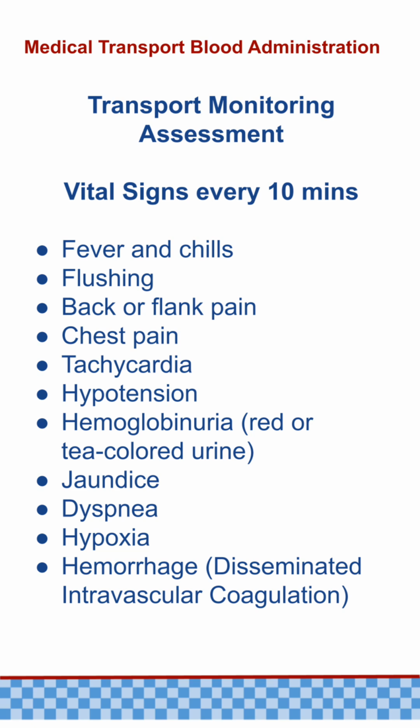The clinical presentation of a hemolytic reaction can vary depending on the type, severity, and speed of onset. Common signs and symptoms include fever and chills, flushing, back or flank pain, chest pain, tachycardia, hypotension, hemoglobinuria, which is a red or tea-colored urine, jaundice, dyspnea, hypoxia, hemorrhage, or disseminated intravascular coagulation in severe cases.